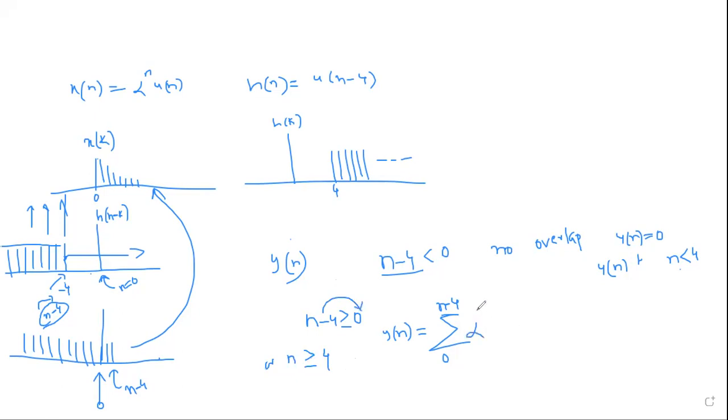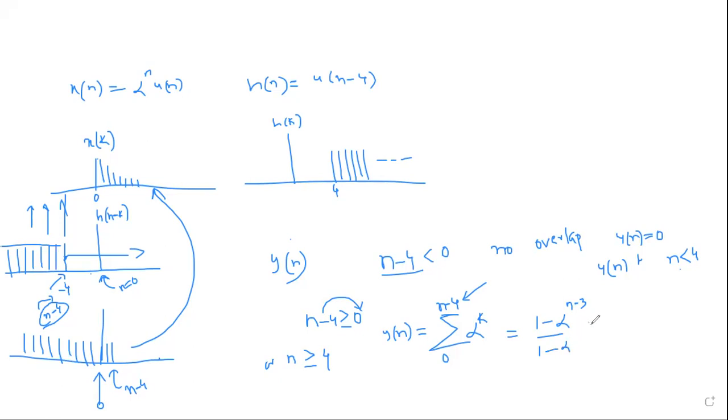Alpha to the power k. What am I going to get here? What was that formula once again? 1 minus alpha to the power n plus 1 divided by 1 minus alpha. In place of n, what do I have here? n minus 4. n minus 4 plus 1, that is n minus 3. So n minus 3 divided by 1 minus alpha.